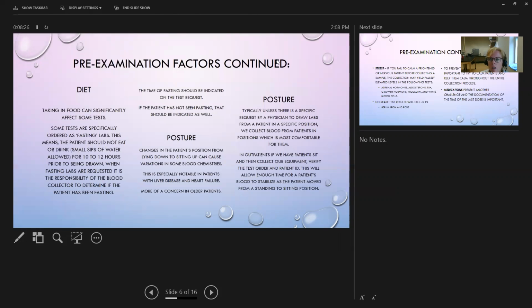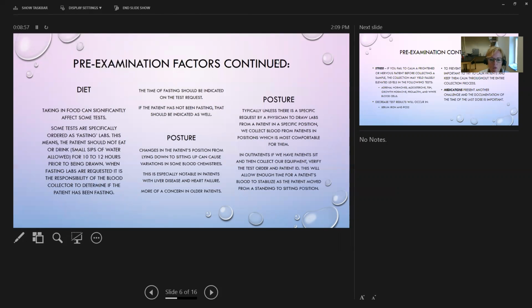So posture, patients' posture can have a lot to do with their pre-collection factors. If they have liver disease and heart disease, values might change depending on if they're sitting up or lying down, and this is more of a concern in older patients. The other thing about posture is that most patients should be sitting up. Unless they're inpatients, they lay down, but most of the time we do what's most comfortable for them.